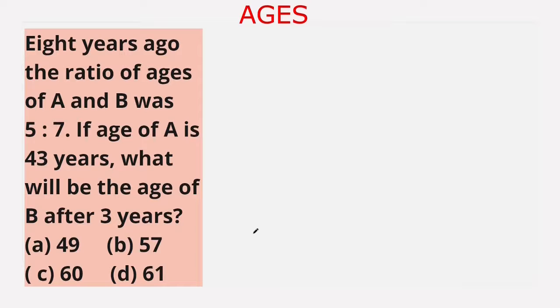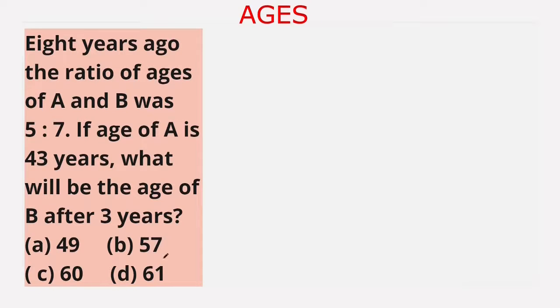So the total difference is 11 years, and the ratio of A and B is 5:7, so B is 7. So if we subtract 11 from the given options, the number which we get must be divisible by 7. If we subtract 11 from 49, which is option A, then we get 38. That is not divisible by 7. So we can eliminate option A.